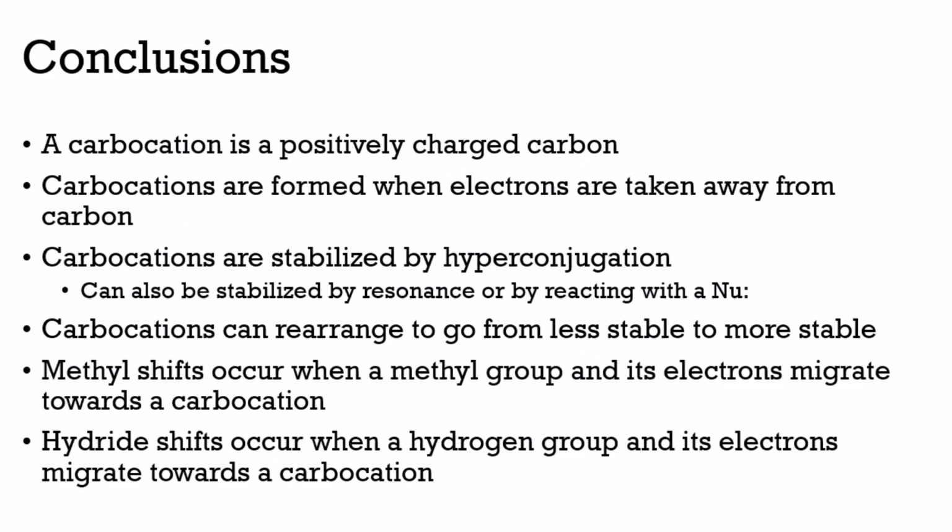So let's conclude here. What is a carbocation? It is a positively charged carbon. Carbocations are formed when you take electrons away from carbon. Carbocations are stabilized by hyperconjugation. They can also be stabilized by resonance or just by simply reacting them with a nucleophile. Carbocations can rearrange to go from less stable to more stable. Methyl shifts occur when a methyl group and its electrons migrate towards a carbocation. And hydride shifts occur when a hydrogen and its electrons migrate towards a carbocation.